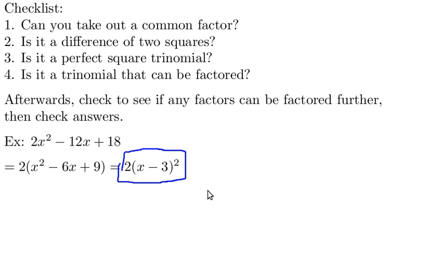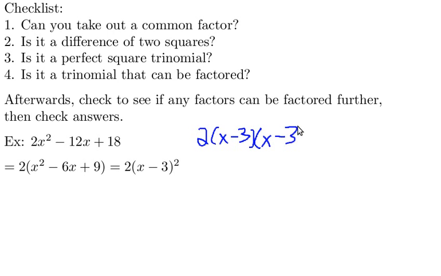So let's go on to another example. I'm going to go ahead and erase this just so that we can have this checklist. So let's go with 27x squared minus 12y squared. I did not do that yet, because I just realized I completely forgot to check my answer. So, 2 times (x minus 3) squared is the same thing as 2 times (x minus 3) times (x minus 3). That's just what x minus 3 squared means. So let's go ahead and square this.